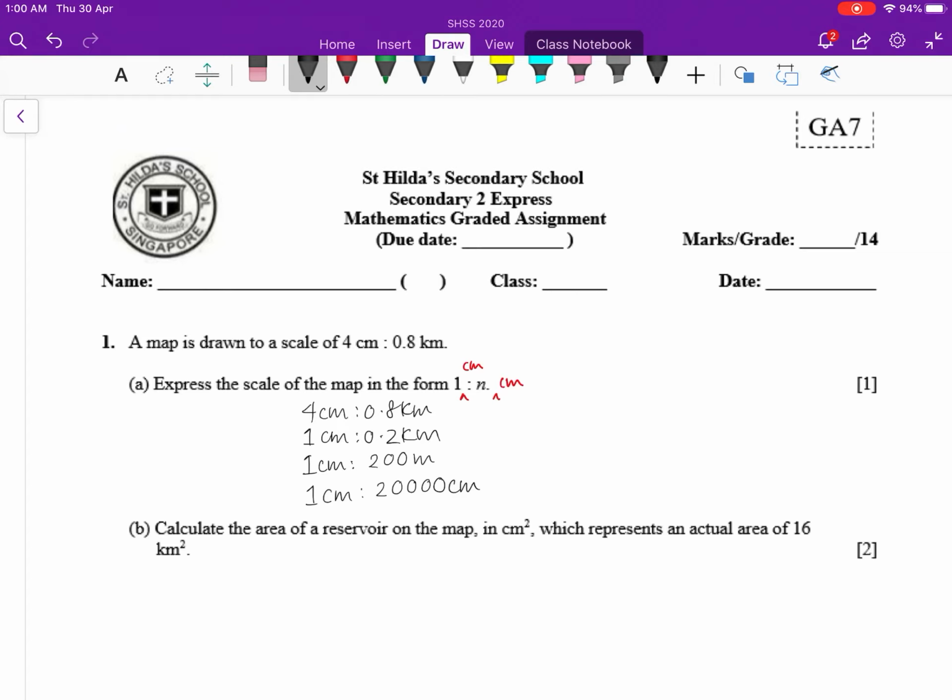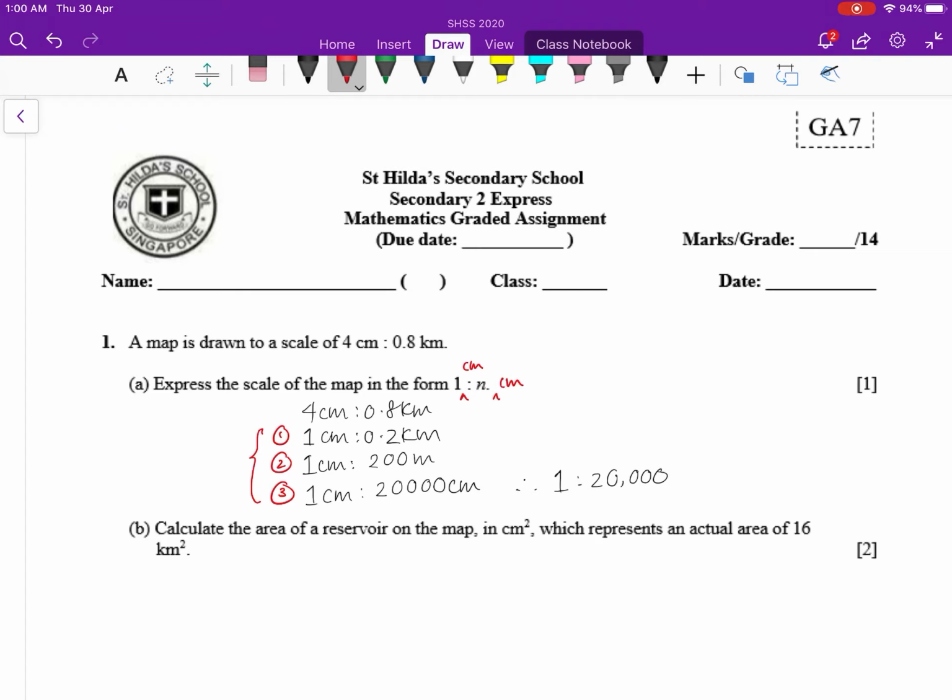So therefore, the scale of the map, you must remove the units, is 1 is to 20,000. Okay, I like to put a comma because it tells me the 1,000, but you don't have to do that. So I know this is my cm to km, this is my cm to meters, and this is my cm to cm. This is always my strategy when doing maps and scales.